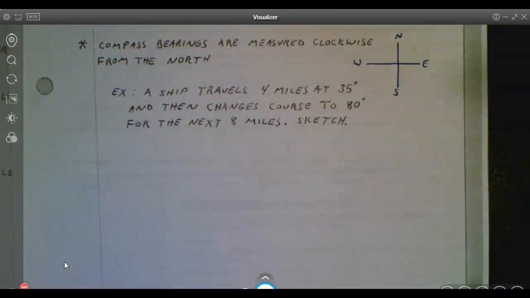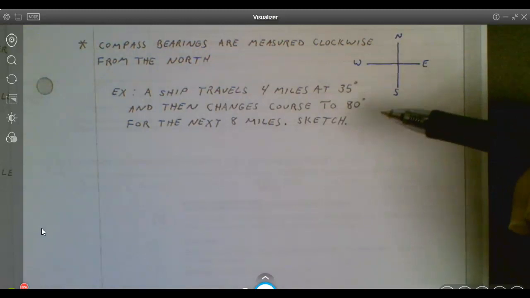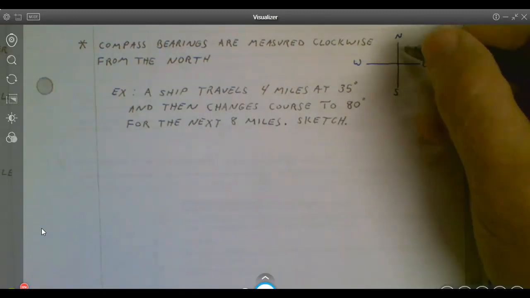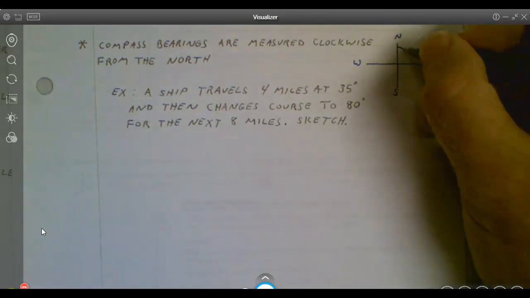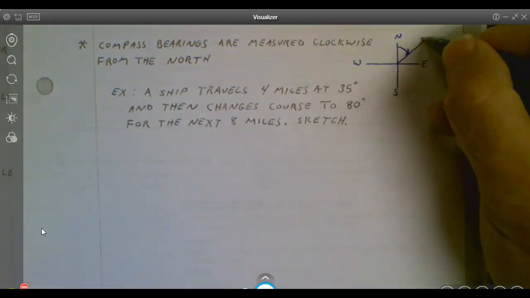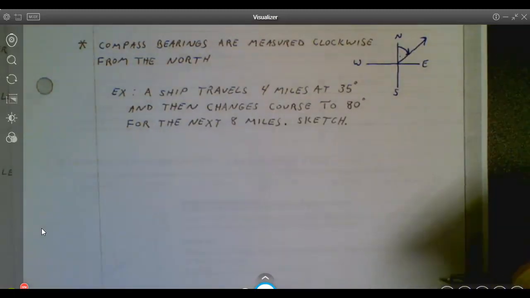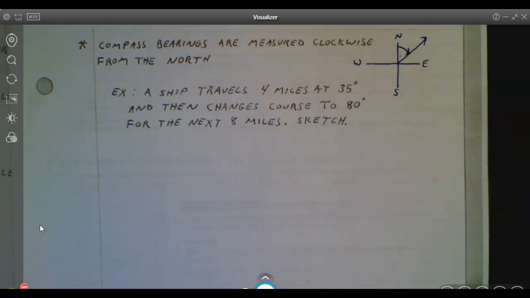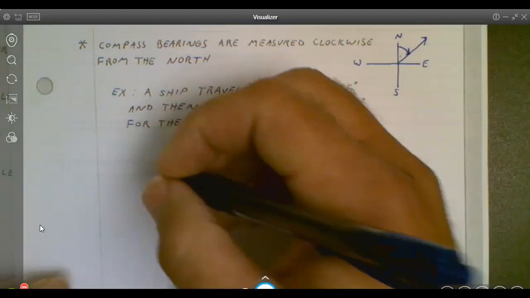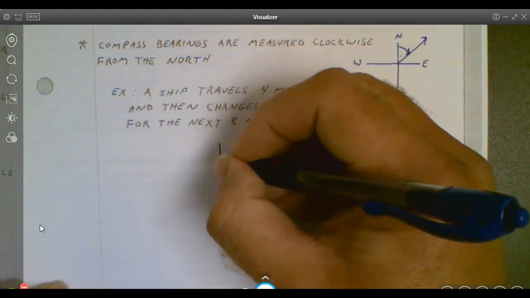So when they give you just a general bearing, if there's nothing else said about it, if they just say it's 35 degrees, 80 degrees, whatever, then that is your degrees clockwise from the north, so you would be going this direction, right? So they would be describing this angle right there, right? So just keep that in mind. Let's set this one up. So ship travels 4 miles at 35 degrees, so we'll start sketching that.